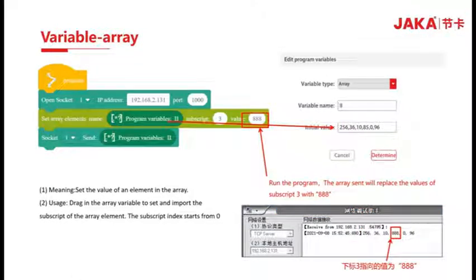The next function will be set array elements. With this command, we can modify the element inside the array. In an example here, we want to change the subscript number 3 and replace it with the value 888. If you remember the element inside the array, the subscript number 3 will be 10. After running the program, we can see that the element inside the array, subscript number 3, has been replaced with 888.